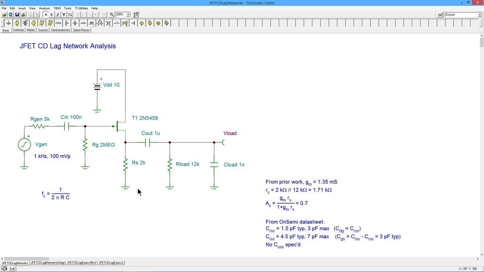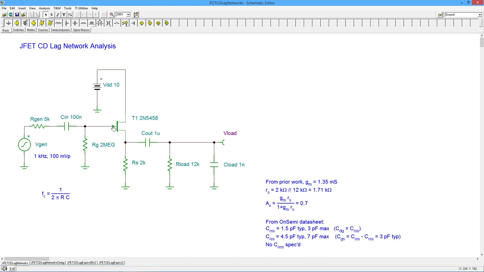So whatever we have for the input signal, we expect about 70% of that at the output, in the midband. The question is, how far up does this go? How far up in frequency before this thing drops off? We've already looked at the low frequency analysis of this, the lead networks, with C in and C out over here. So now it's time to look at the high frequency analysis.